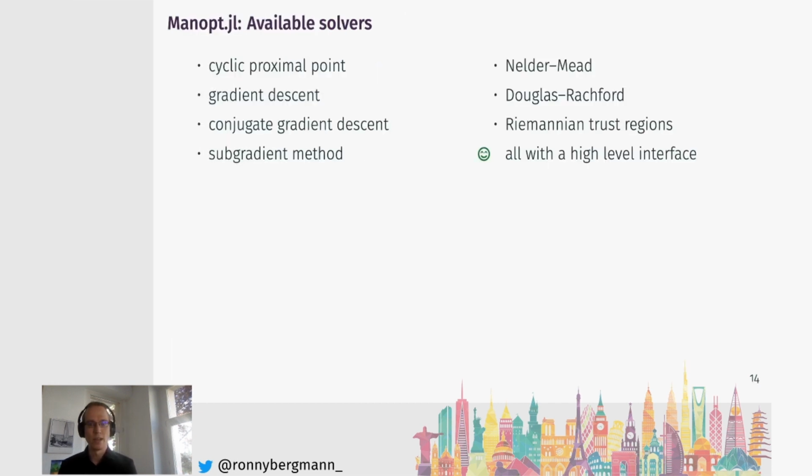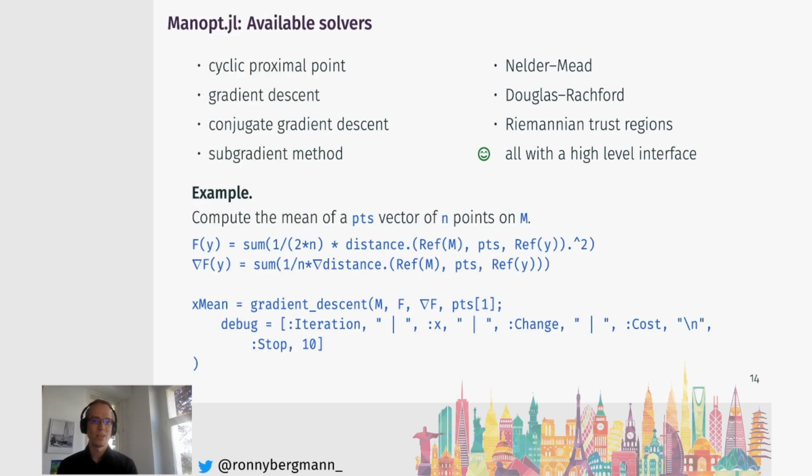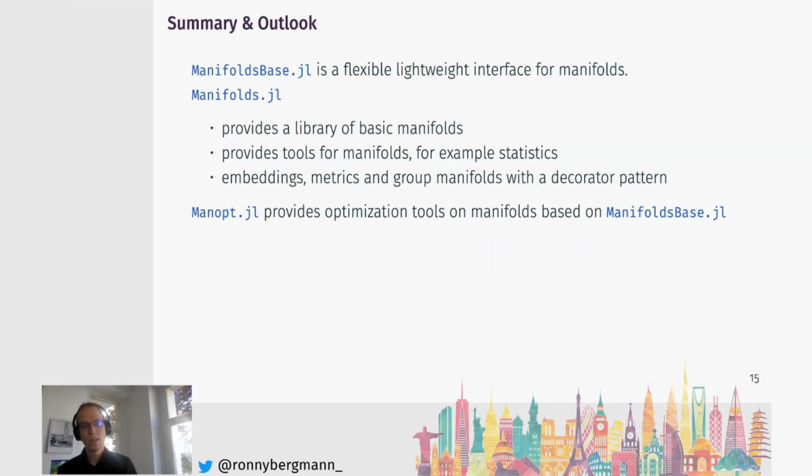Let's look at an example. Oh, we first need the solvers. One is gradient descent. The cyclic proximal point we already saw for the median. And you can, of course, also do something like Nelder-Mead or Riemannian trust regions. And an example looks like this. So if I take the sum of distances squared of the points to some y and specify the corresponding gradient, then I can easily do the gradient descent for that and compute the mean, even with some debug output or similarly with some record.